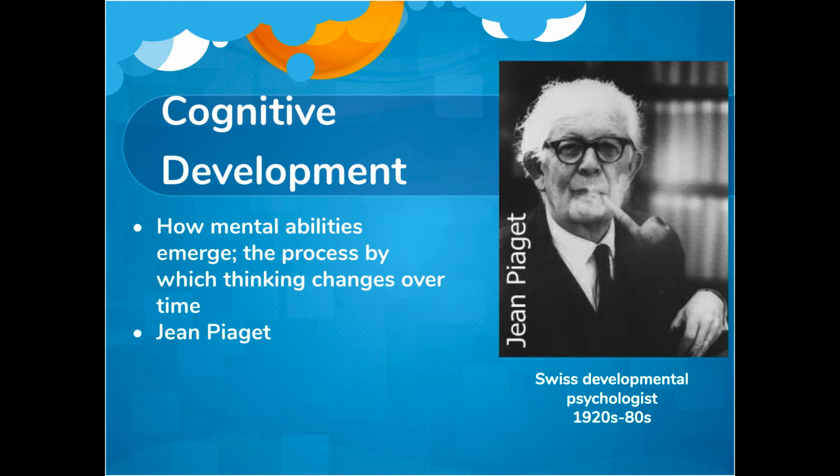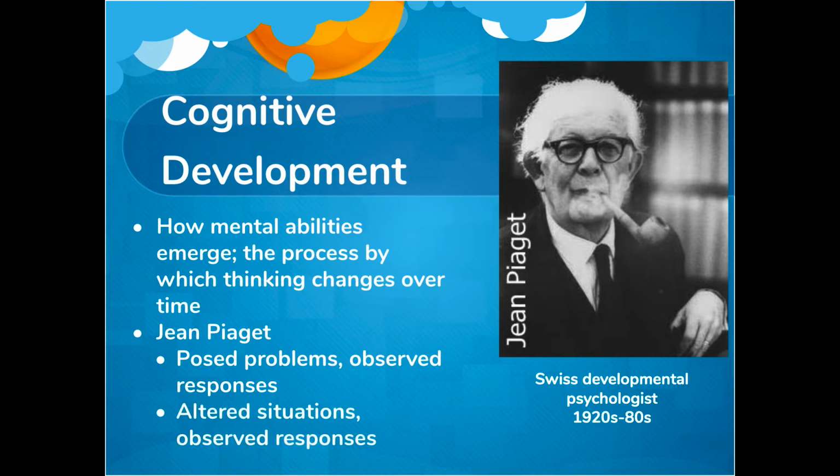And for that, the one big name that we're going to talk about today is Jean Piaget, who was a Swiss developmental psychologist who had a very interesting way of studying child development. He essentially would take children, pose problems or trials to them, and then observe how they would respond or how they would solve the particular problem that he had put in front of them. And from these trials and from his observations, he developed his theory of cognitive development.